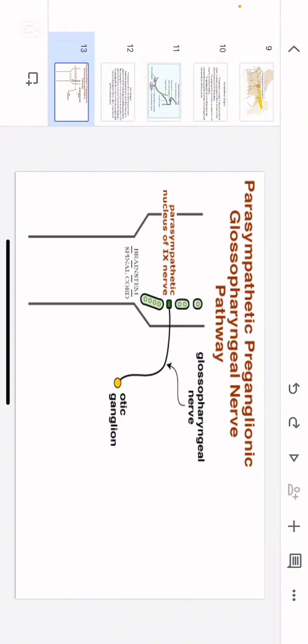So as you can see in the diagram, the glossopharyngeal nerve supplies the parotid gland via the otic ganglion. So this is all about all the ganglions in the body. Thank you so much.